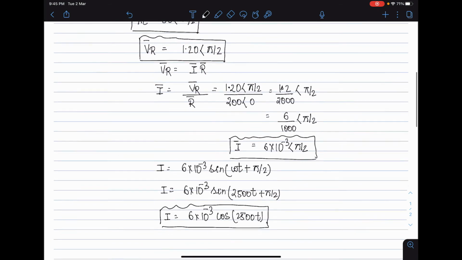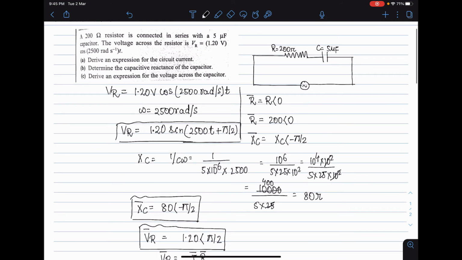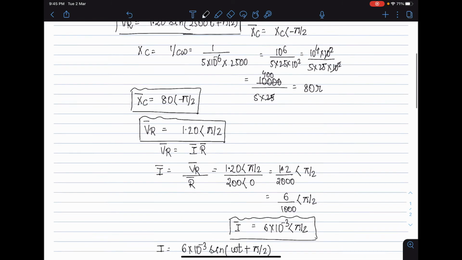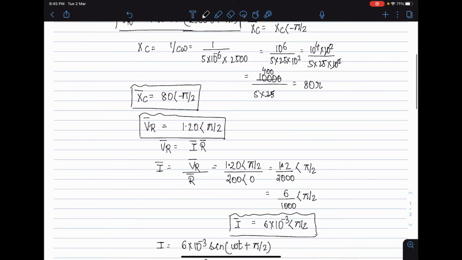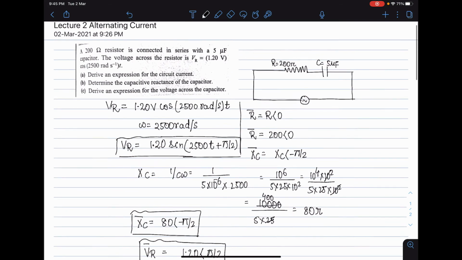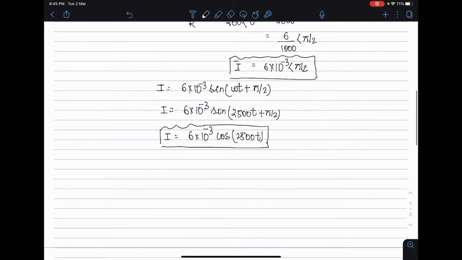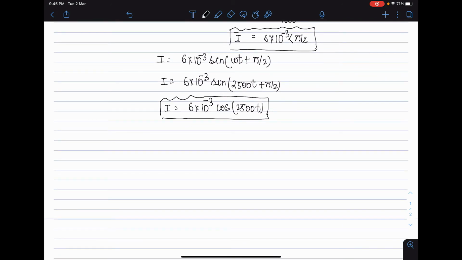So already we have derived the expression for current here, and the next part is derive the capacitive reactance of this capacitor. So XC already we have calculated here. XC is 80 ohm, right? And the next is derive an expression for the voltage across the capacitor. Now we have to calculate the voltage across capacitor. So that also will deal in terms of phasor only. So basically what we have to do, we have to calculate VC. So we'll calculate here VC phasor.